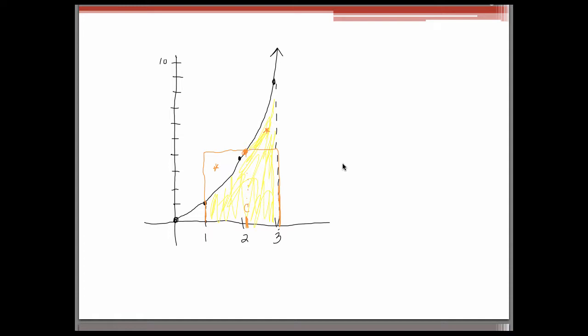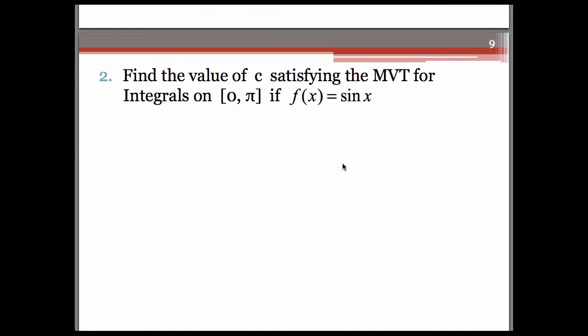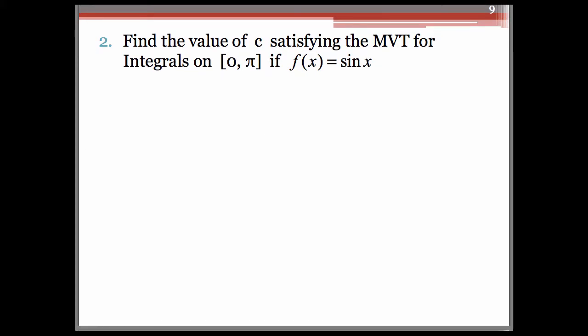All right, let's try another one. I think I have a trig function for us next. So same instructions. Now we want to find the value of c satisfying the mean value theorem for integrals on the interval from 0 to pi if f of x equals sine of x. So we're going to set it up, the integral from 0 to pi of sine of x dx. And according to the mean value theorem, remember we're talking about the area of a rectangle, so the width of the rectangle will be given to us by pi minus 0. Okay, so this is the width. Remember, the height is given to us by f of c.